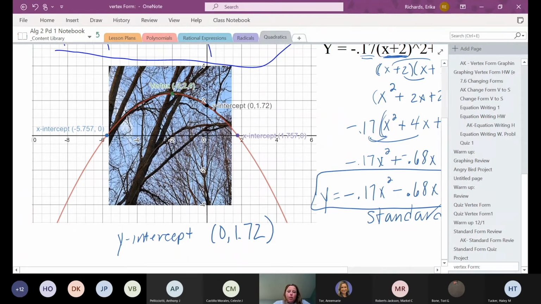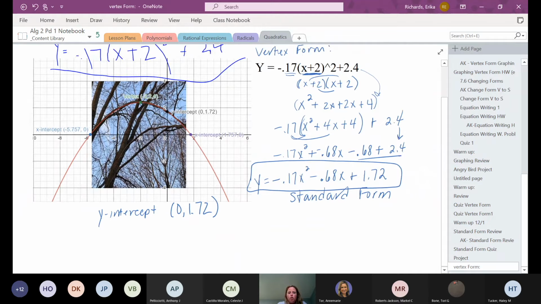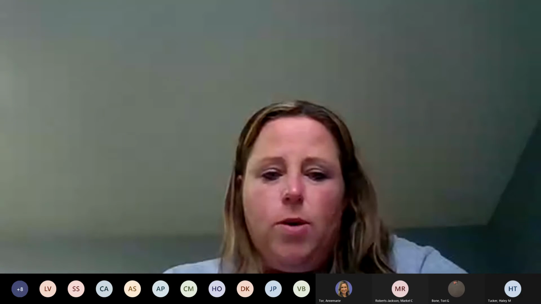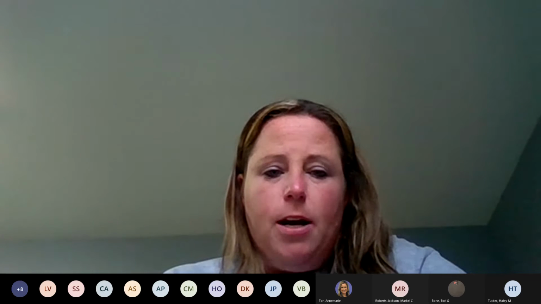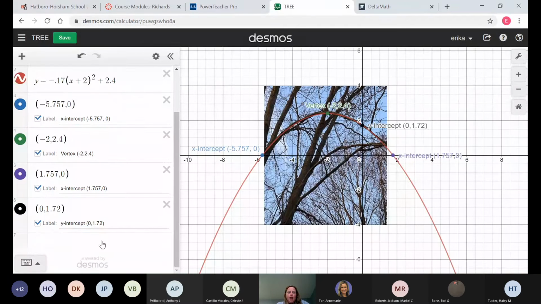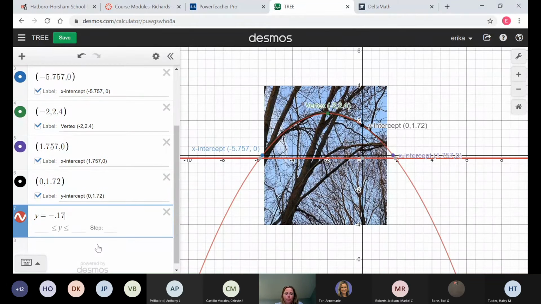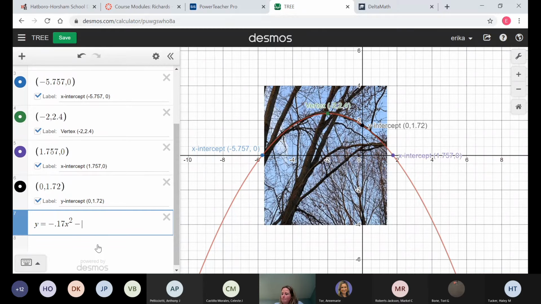You're also going to be sharing your Desmos graph with me via my email. You'll also be able to go to your graph and check everything. Then lastly, let me go back to Desmos and show you this. You can check yourself. So when I come back here, I want to type in the equation I just got: negative 1.7x squared minus 0.68 plus 1.72.